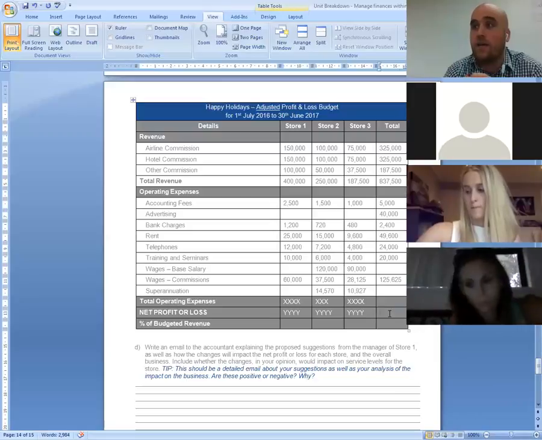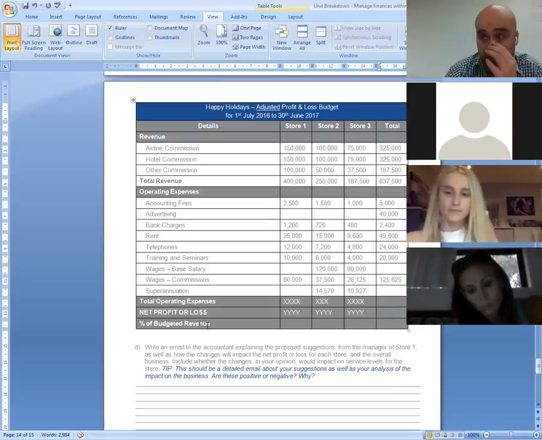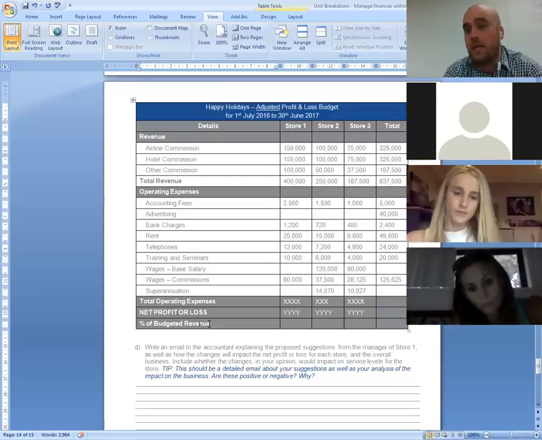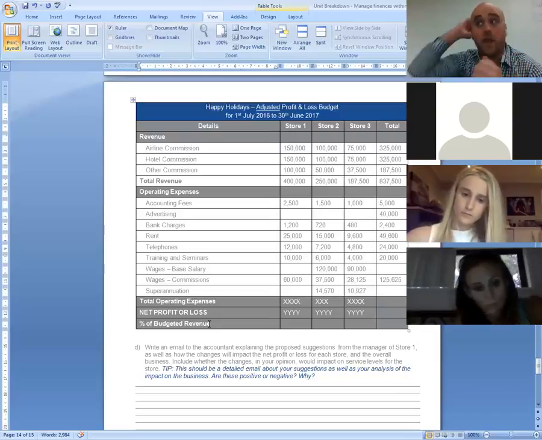What we're going to do then is work out the percentage of the budgeted revenue. So very similar to what we did in the other table. We're just going to take the net profit and loss, and we're going to divide that by the total revenue, multiply it by 100.